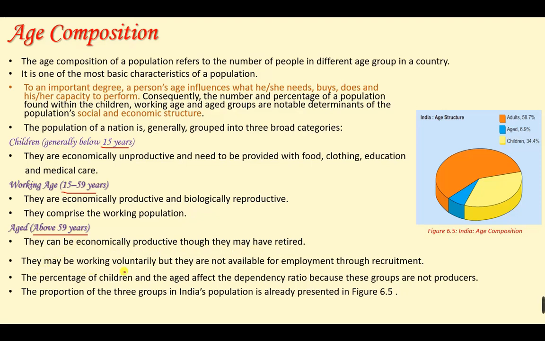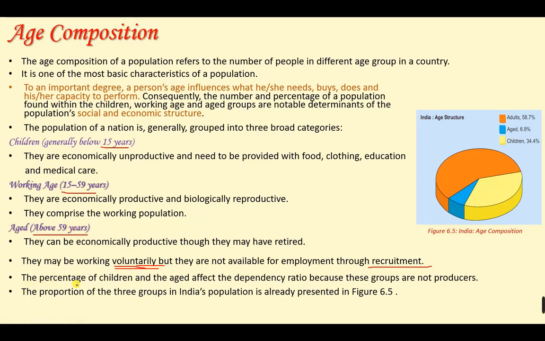They may be working voluntarily. Voluntarily means as per their desire they can continue the work, but by law or by any government rule, if they are working in a government organization, that rule does not bind them to work, and they are not available for employment through recruitment. Recruitment means employment opportunities released by the government, which are not available for this age group. But nowadays, for higher institutions, highly intellectual people are required. For some posts, the government asks this age group also to join.